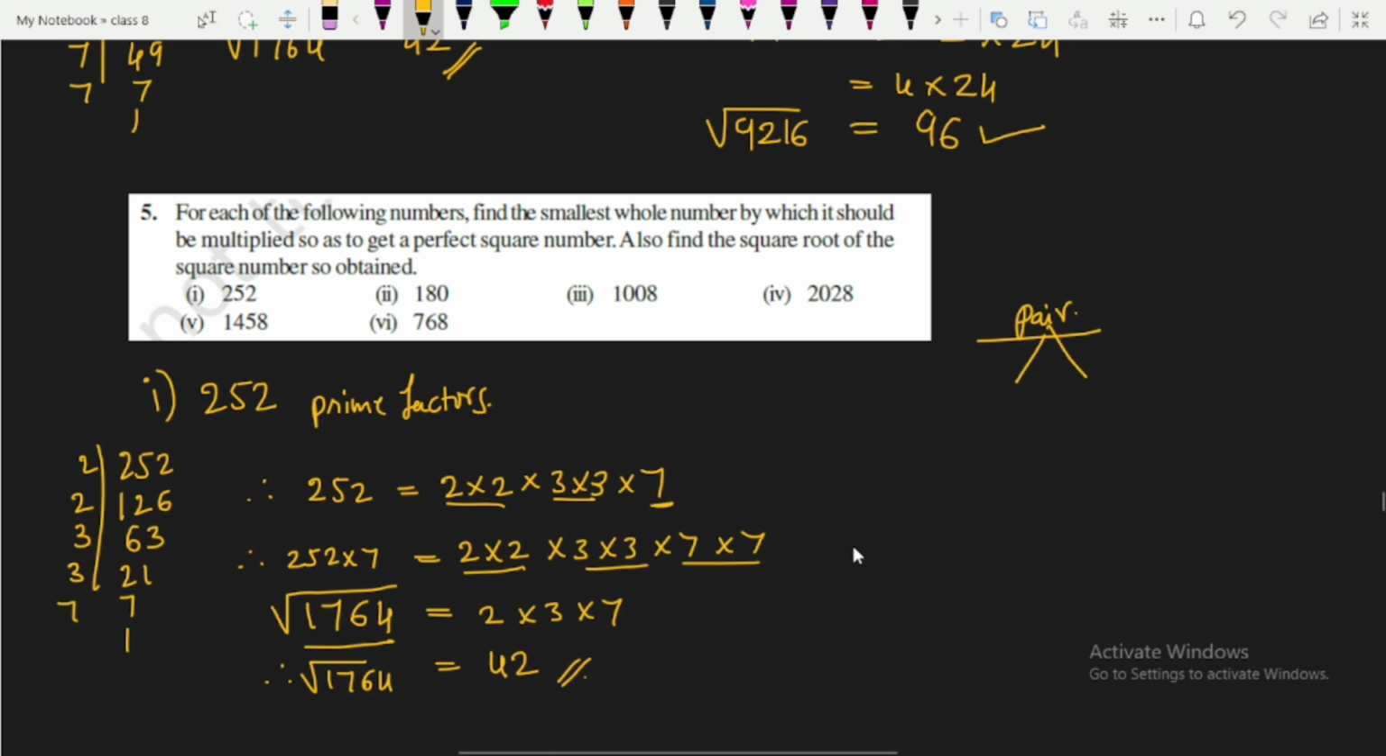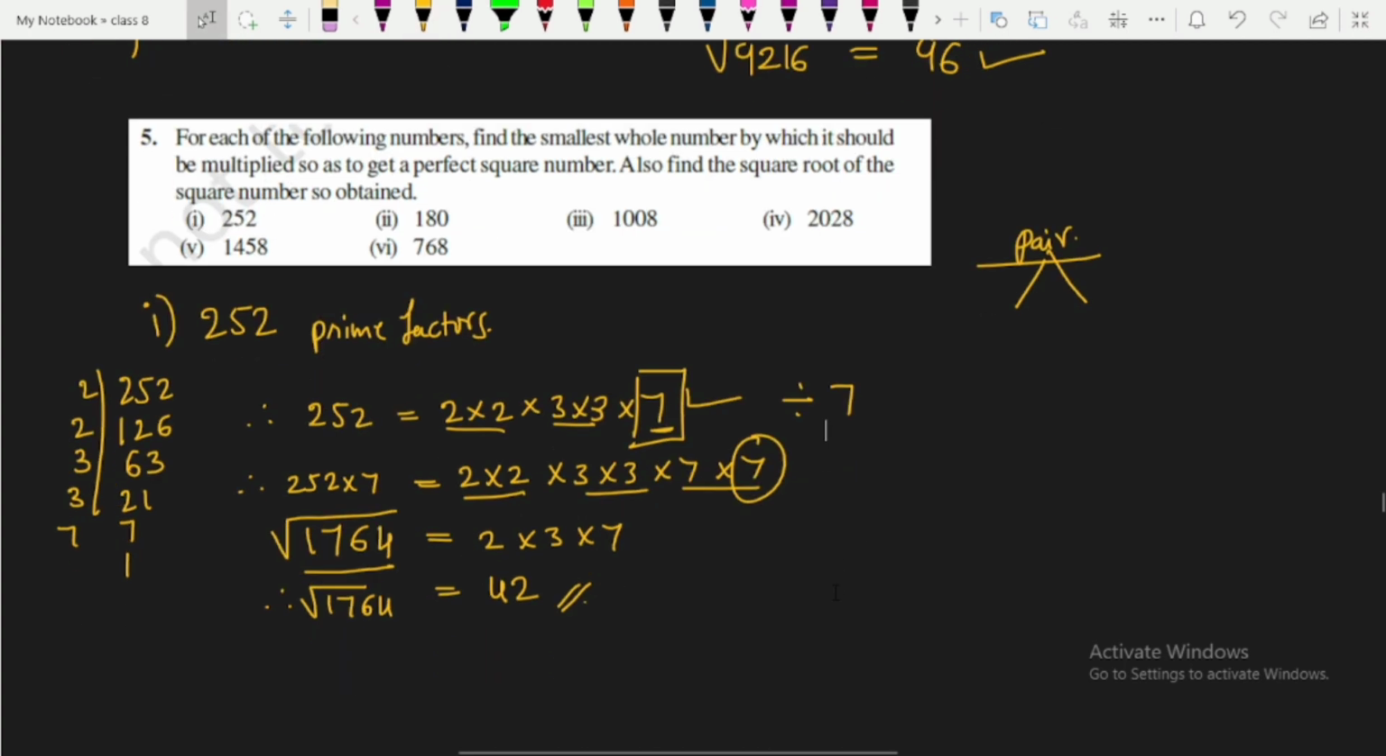Okay, so similarly here we multiplied by 7 to make it a perfect square. If the same question is there in question number 6, which number do we have to divide? Here they asked about multiplying, but in question number 6, which number do we have to divide to remove the unpaired number? To remove this unpaired number, we have to divide by 7 so that you will get a perfect square. Same question, only here we multiplied, there we have to divide.